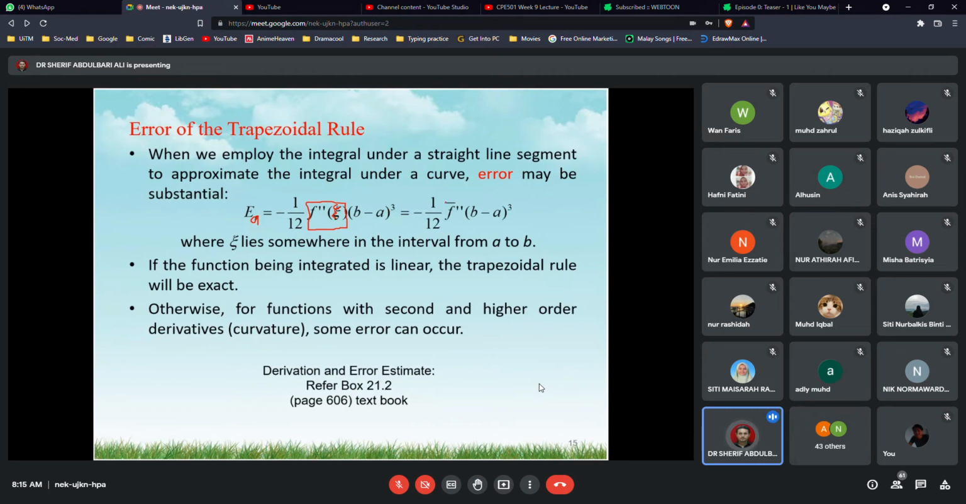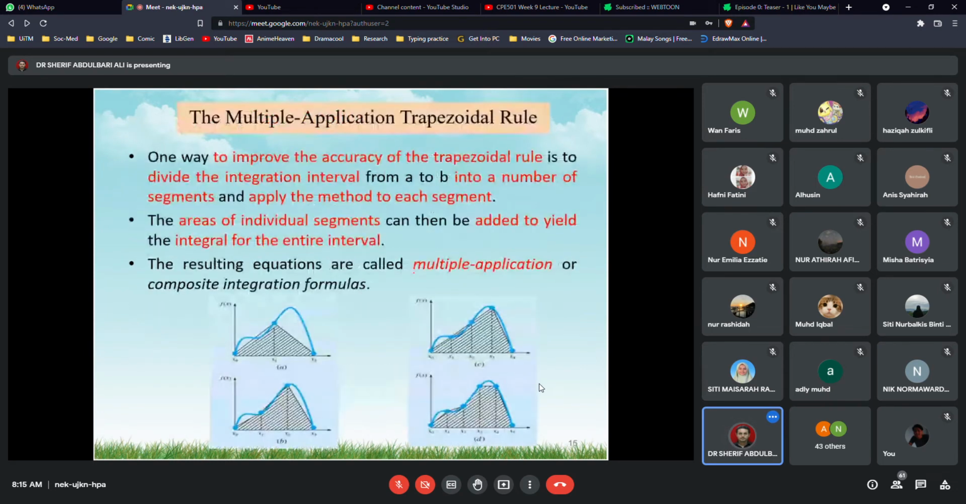So what we can say is it is about negative 1 over 12, and this dashed line here means you need to find the mean of the second derivative of the function, times the limit cubed. Okay, so while we are going to do the example, I'm going to tell you how to find the mean of the second derivative of the function.